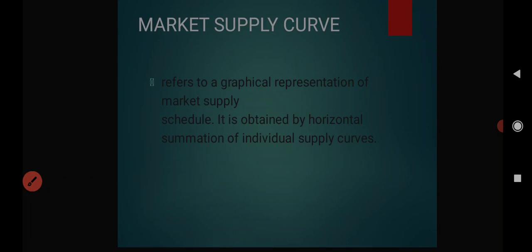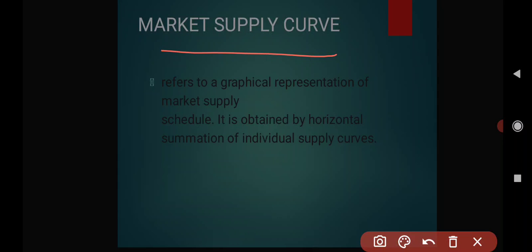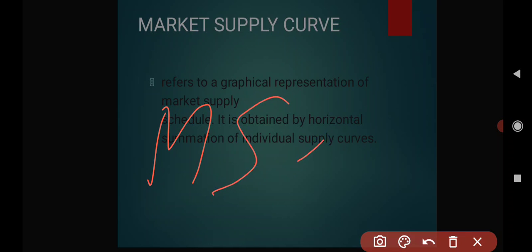Market supply curve refers to a graphical representation of market supply schedule. It is obtained by horizontal summation of individual supply curves. Now here I would like to point out that the market supply curve is flatter than the individual supply curve.